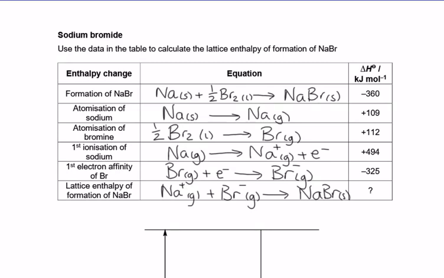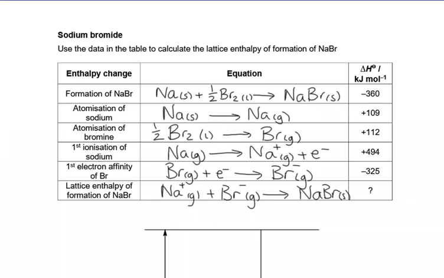The second change said atomization of sodium, which is when 1 mole of gaseous atoms is formed from the solid. So I formed 1 mole of Na gas from 1 mole of Na solid, the element. And the atomization of bromine, when 1 mole of gaseous atoms is formed from the element. So Br gas from a half Br2 liquid.